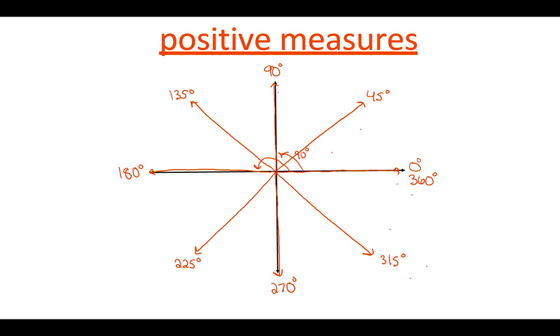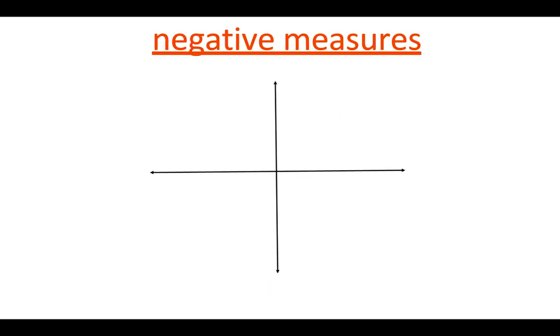If we're to do the same in the negative, we're still going to start at 0 degrees. We're just going to move the opposite direction. So instead of going counterclockwise, we're going to go clockwise. So this would be negative 90 degrees down here, which is equivalent to 270 degrees. Those are the same. This would be negative 180 degrees. So negative 180 and positive 180 are actually the same position. And then this would be negative 270 degrees up here, which is equivalent to positive 90 degrees.